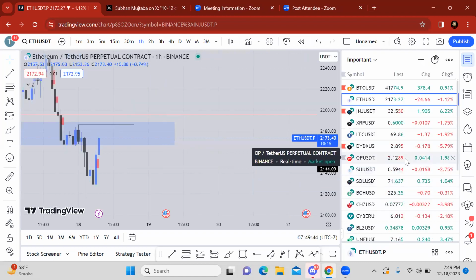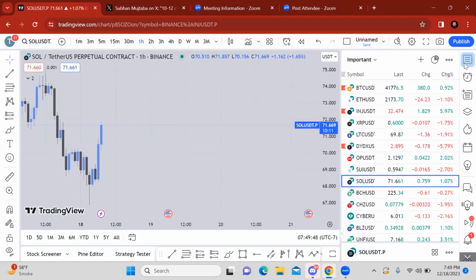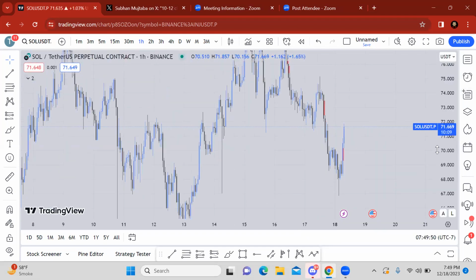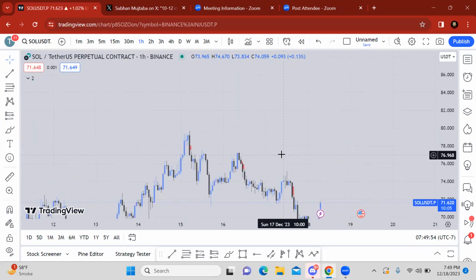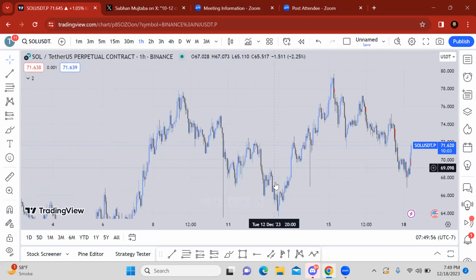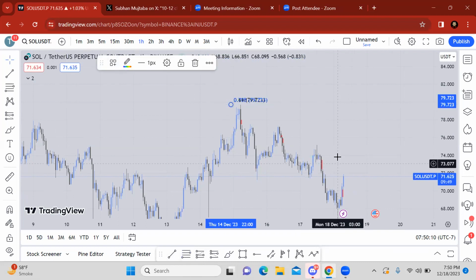Okay, another one, OP or SOL. I have to show you examples. So going again, higher highs are creating, higher high, higher low, higher high, higher high. Structure shifted here. This one. Okay, lower low, lower high. I have to mark my target.